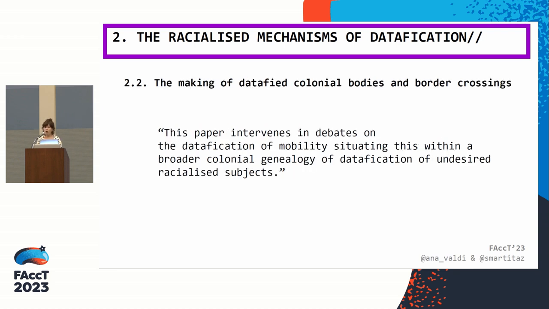Instead of asking how colonized subjects or migrants are datified in the colony and at the border, it is a question of shifting attention towards how individuals are enacted as colonized subjects or migrants through identification and classification, which rely on datifying procedures such as fingerprints. This paper intervenes in debates about the datafication of mobility, showing that the reproduction of hierarchies of mobility in the colony and at the border is paradigmatic of how datafication has been used to enforce racializing processes.